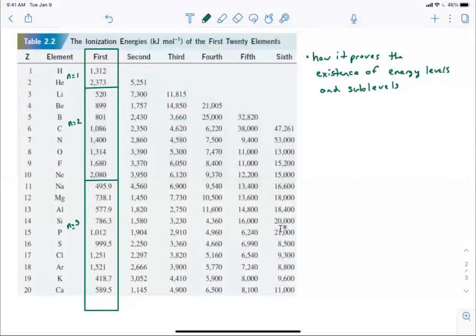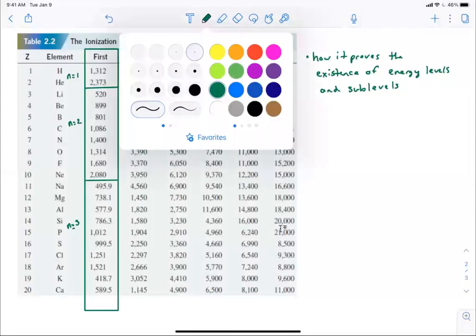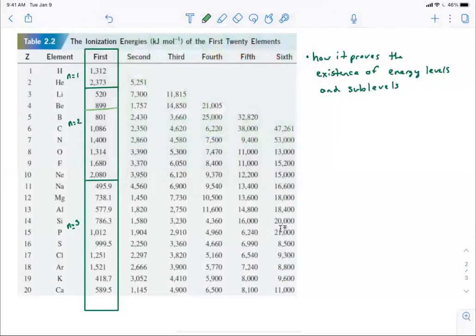Okay, but even within those energy levels, you'll notice a slight decrease, a lesser decrease, but a slight decrease within that energy level. And that happens here and here. Okay. Oh, sorry, I missed the energy level 3. Let me fix that. And this is energy level 4. Okay. So that light green line represents a change in sublevels.